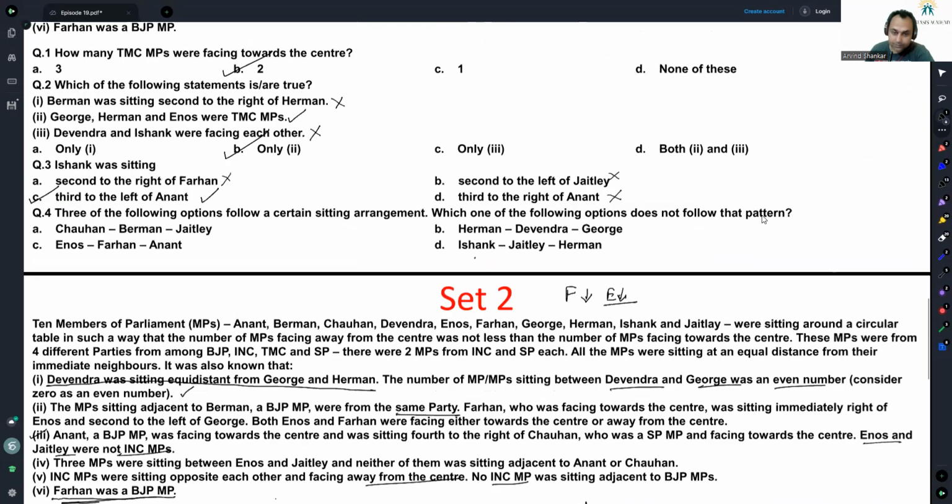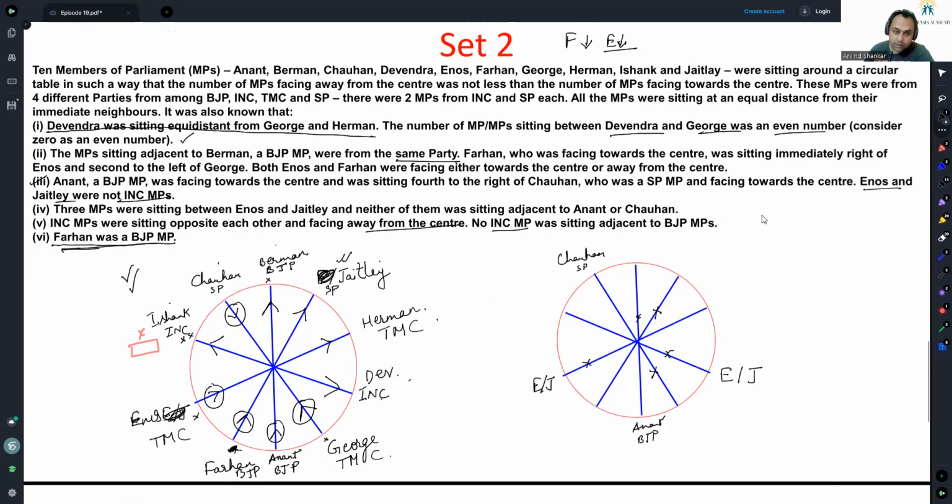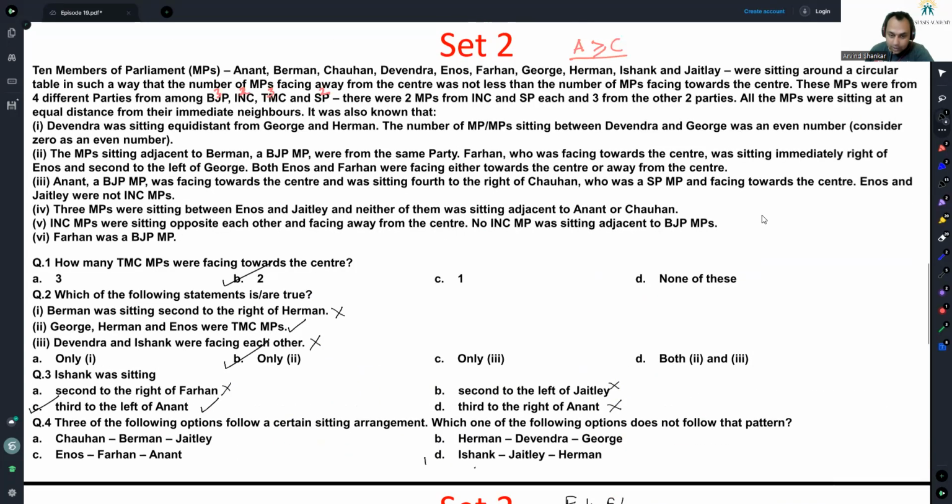Ishank, Jetli, Herman. Okay, this is the bigger issue. Ishank, Jetli, Herman are not in consecutive seats. Enos, Farhan, Anant are in consecutive seats. Herman, Devendra, George are in consecutive seats. Chauhan, Burman, Jetli are in consecutive seats. Ishank, Jetli, Herman are not. So the answer to the last question has to be option D.